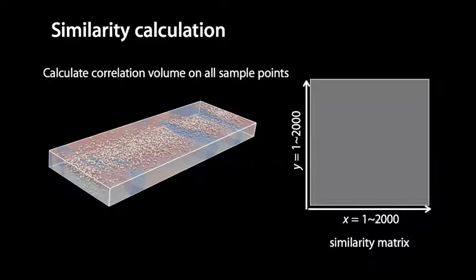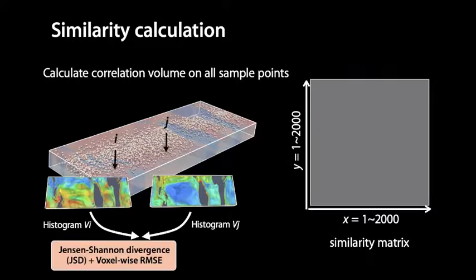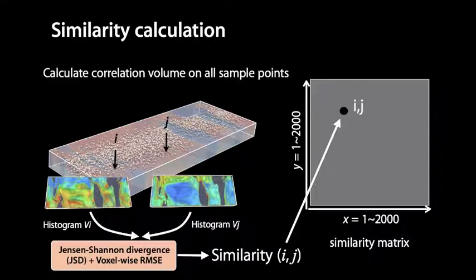We draw sample pairs from the similarity matrix on a sampling basis. That is, we only compute a certain percentage of sample pairs and the values for the rest of the pairs are interpolated. For each pair of samples i and j, we compute their correlation volume similarity by using a combination of two metrics. The Jensen-Shannon divergence is for global histogram-wise evaluation, and the root mean square error is for local voxel-wise evaluation. We store the similarity value in the matrix. The resulting matrix is symmetric.